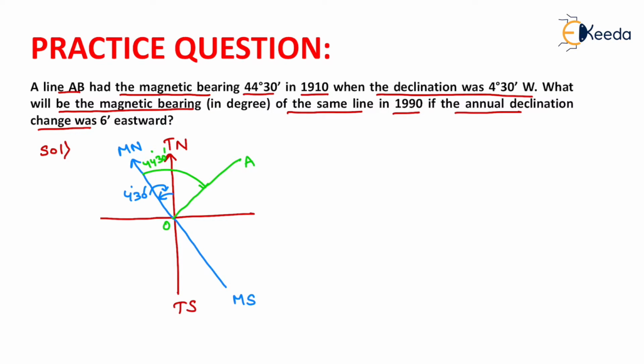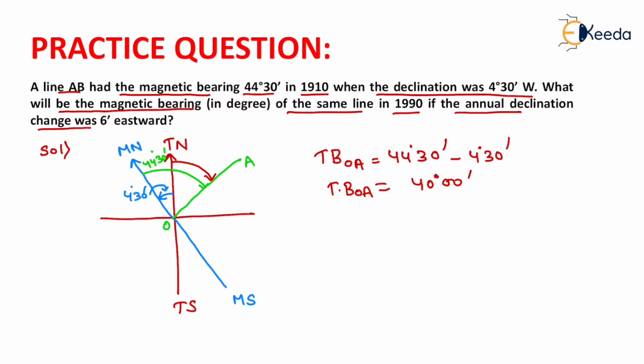Now we need to determine the true bearing of this survey line, because true bearing will never change. So the true bearing of survey line OA will be equals to 44 degree 30 minute, that is the magnetic bearing of line OA, minus declination, that is 4 degree 30 minute. After solving this, we will get 40 degree 00 minute, that is the true bearing of line OA.